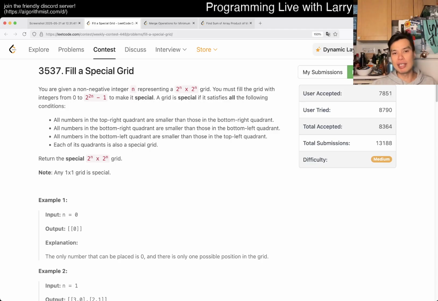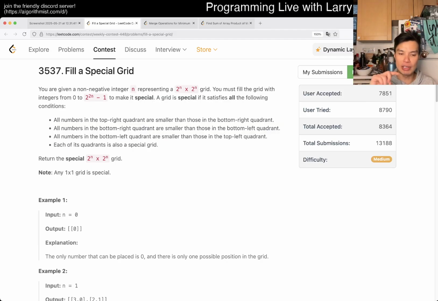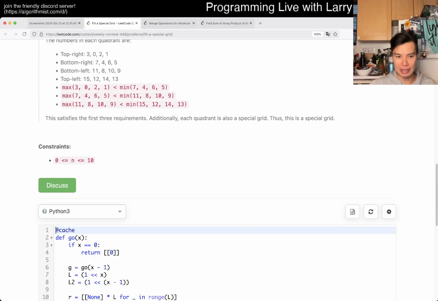The key thing about this one, well, part one is probably just reading it correctly. If you read it correctly, it's going to be 1, 2, 3, 4 in this order. I'll draw it out with ASCII art, right?